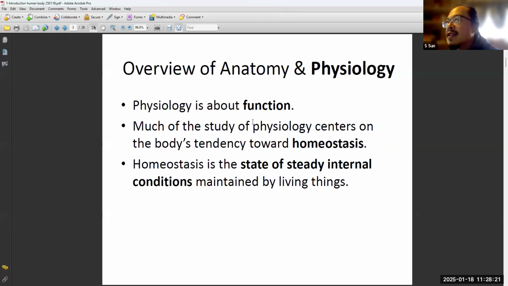And in the anatomy and the physiology, we will talk about both. In anatomy, we will talk about anatomy. In physiology, we talk about physiology. In A&P, we talk about both. All right, so that's that.